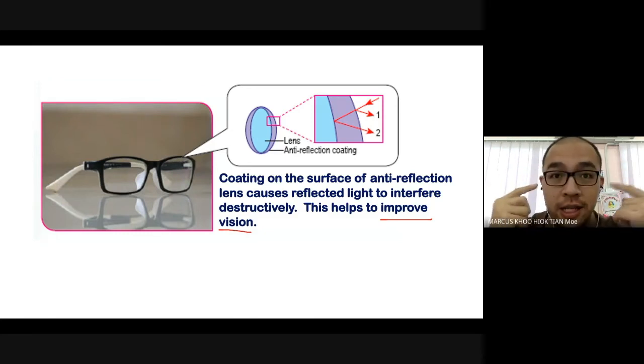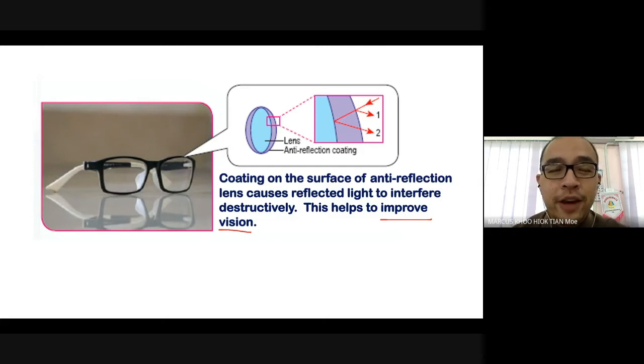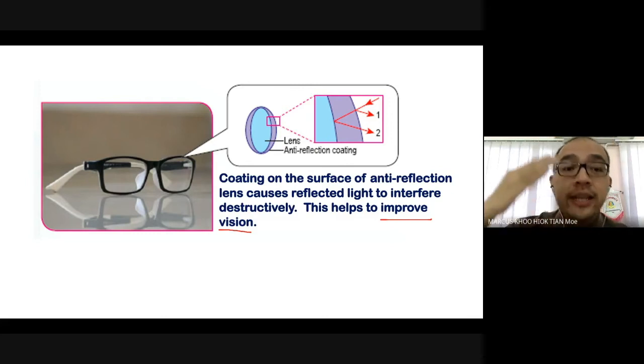So that you don't see the reflection of your own eye. But it'd be kind of cool, right, if you can see the reflection, I think you can see if somebody is stalking you from the back, like wow. Anyway, that's the second application, anti-reflection coating on the specs.